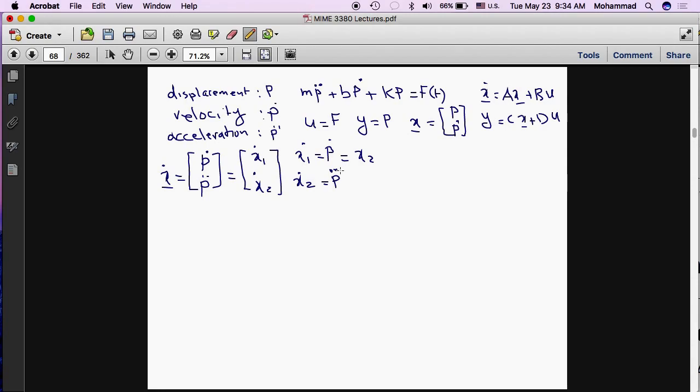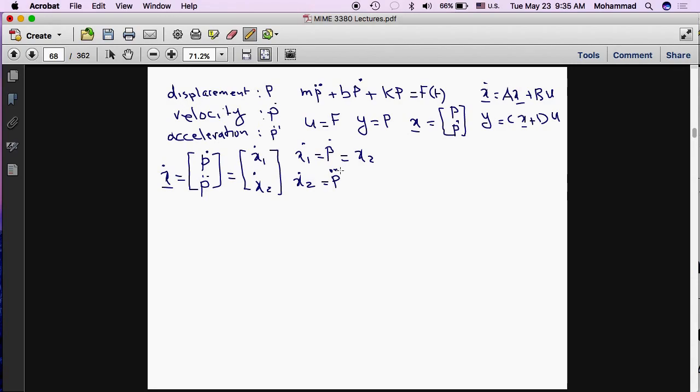How is p double dot a function of p dot, and u, which is f? Yes? Did you know the answer? Or you want to offer a suggestion? Related through force equals mass times acceleration. If p double dot is acceleration, that is equal to the sum of all forces divided by mass. Absolutely, that's Newton's second law.